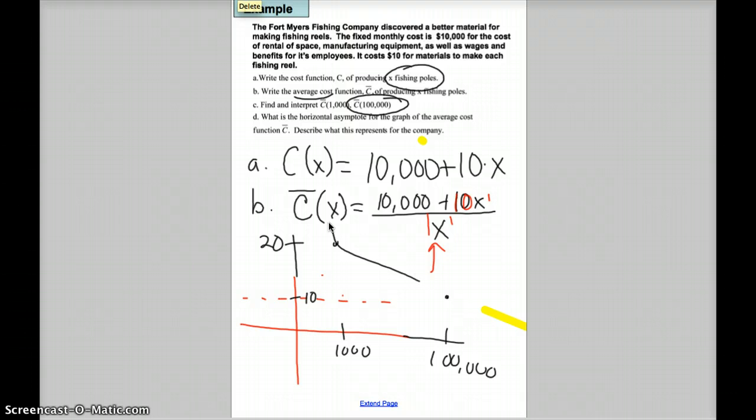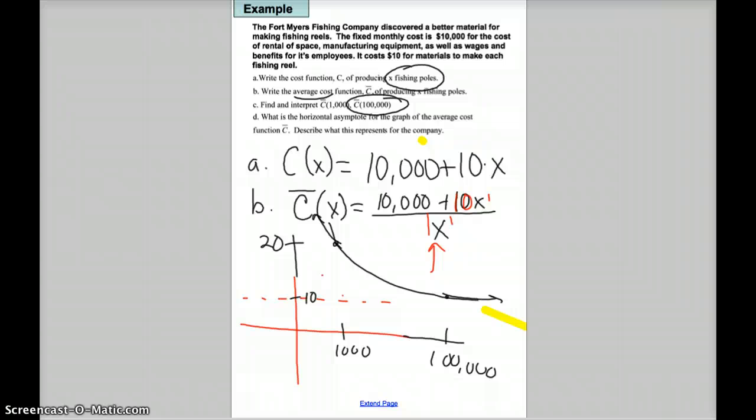So we have a graph that looks like this. It's going to be a curve. Hopefully it's a curve better than mine, mind you. It's going to be a curve like this. It's going to get infinitely close to $10, but it'll never be less than 10. So that's what we would analyze for the company. You'll never be able to sell the products for less than $10. It'll always cost you $10 to make these products, $10 or more.